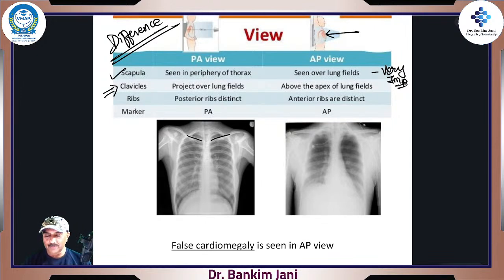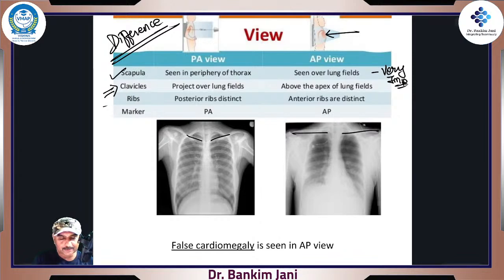But the angle changes, right? In that AP view, hands are on the side. Straight away, the X-ray is taken. The clavicles are exactly like this. And see, these are the clavicles. They are above the apex of the lung fields. This is fine, right? So this is also easy.